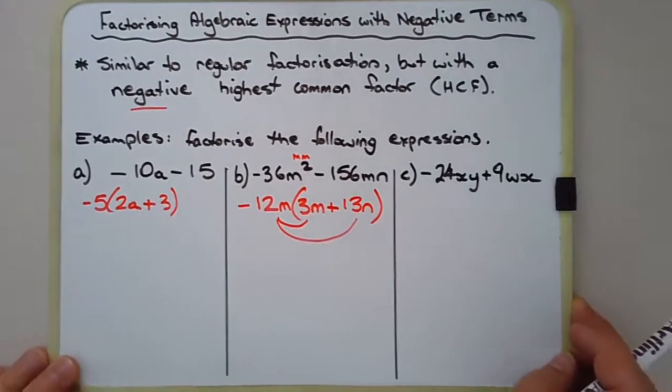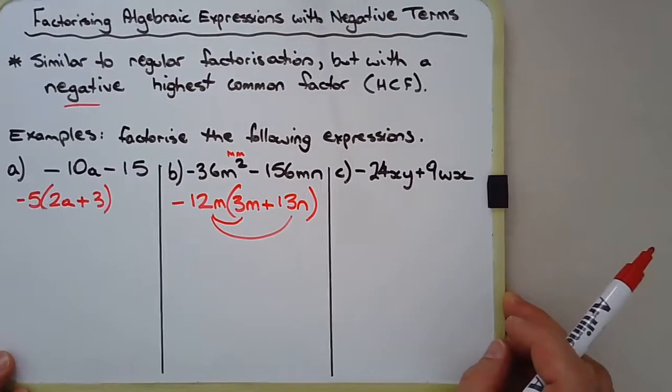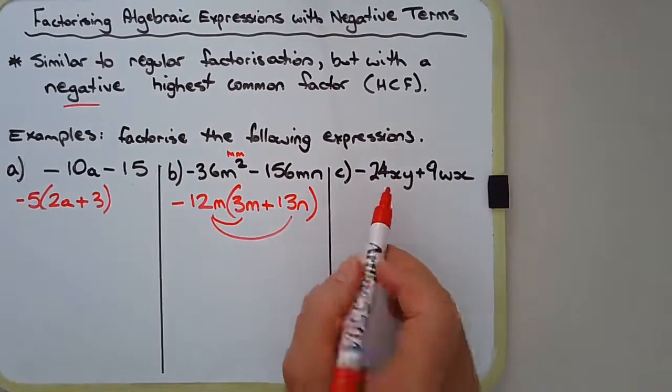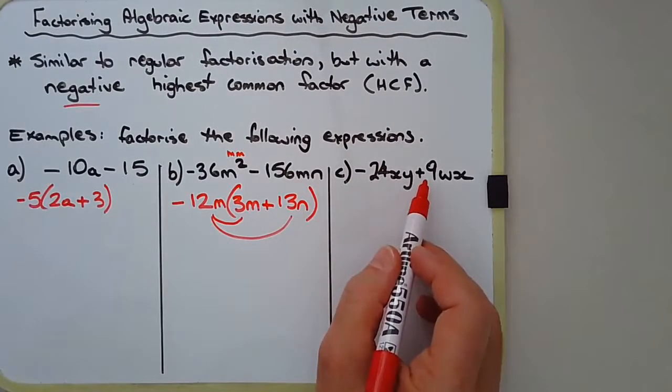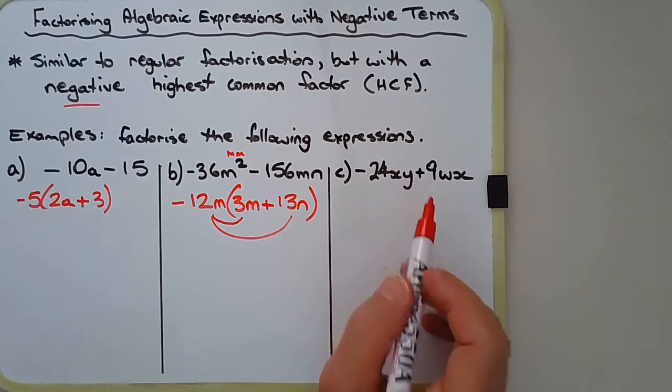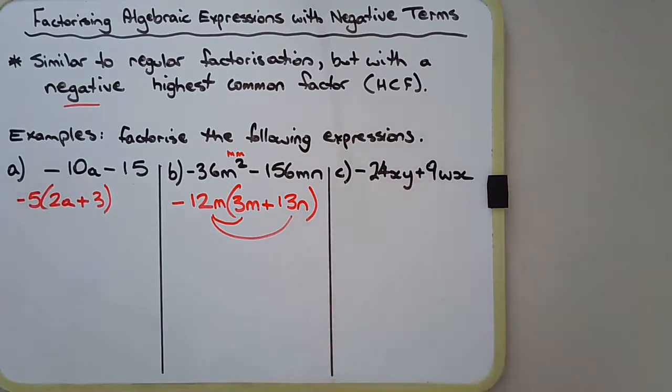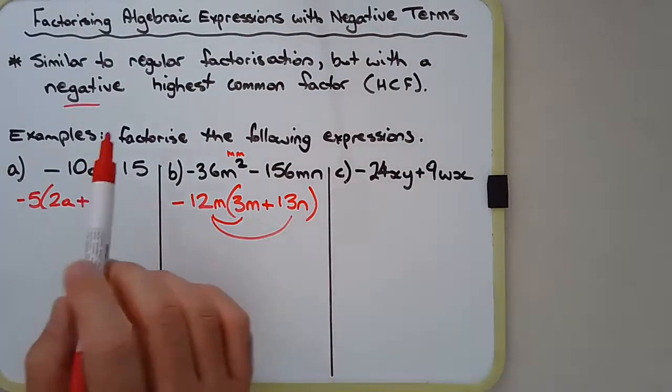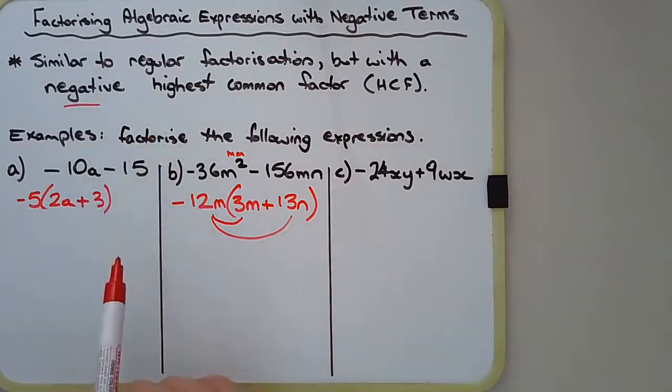Now what about part C? I'll just move the board over here. So part C has a negative and a positive. We could either take out the negative highest common factor or a positive highest common factor. In fact, it wouldn't really matter. But we're going to take out the negative highest common factor just to demonstrate the principle here.